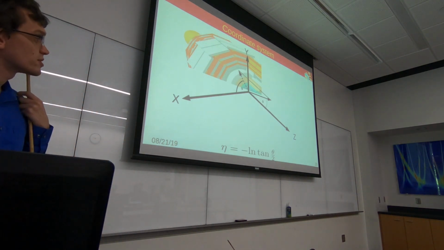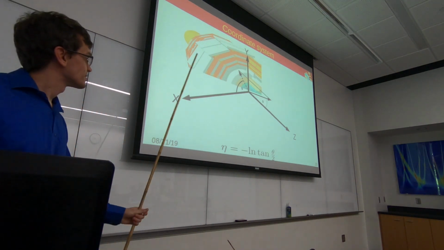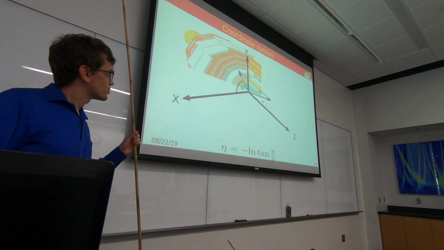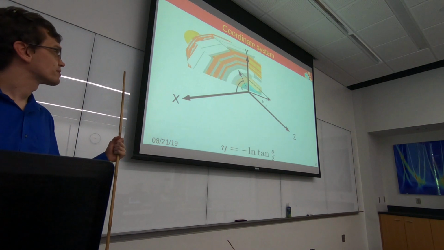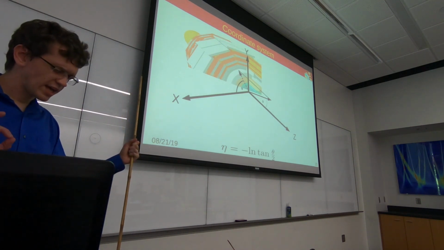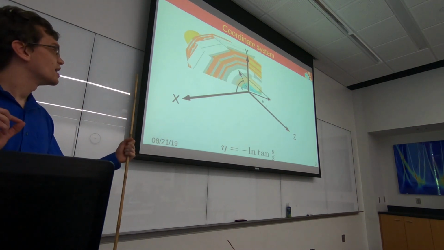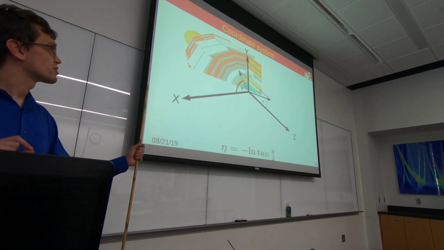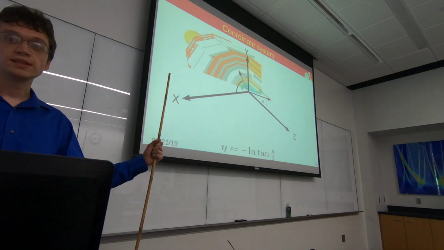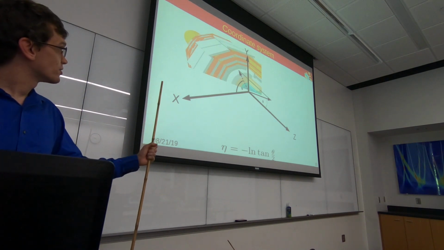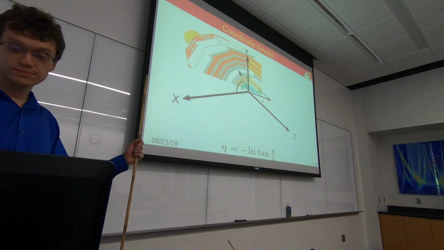Another variable that we use a lot is called pseudo-rapidity, or eta. This is shown here. The reason we use pseudo-rapidity is that at a hadron collider, particles tend to be produced at a relatively uniform rate over pseudo-rapidity, unlike phi or theta.